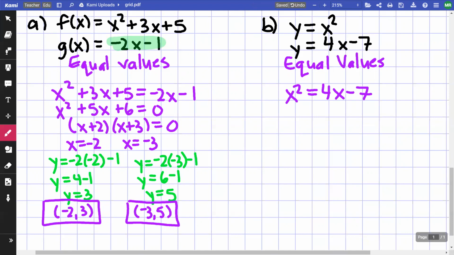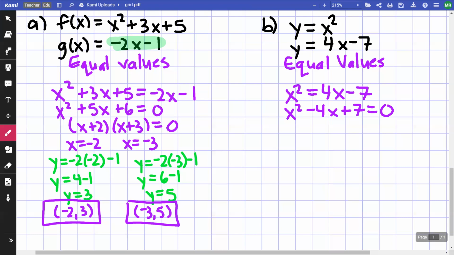In this case, I'm going to bring everything over with my x squared. So I am going to minus 4x, add 7 and get 0. This one's not factorable. There's nothing nice that multiplies to 7 and adds to negative 4. We're either going to use quadratic formula or completing the square. Doesn't mean there's not an answer. It means it's just not going to be a nice answer.